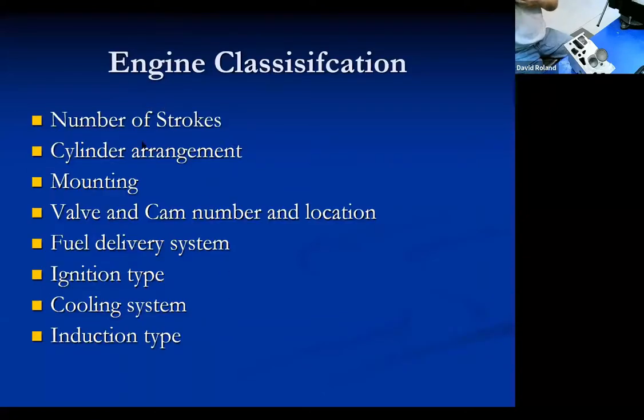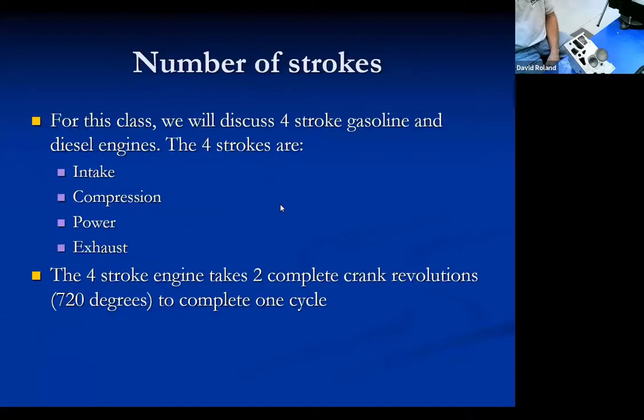All right, so engine classifications. There are lots of different ways to classify an engine. We can look at the number of strokes, how we arrange the cylinders, how we mount them, how we deliver fuel, what type of ignition system. Through the years, we've classified engines in different ways. In this class, we're only going to talk about the 4-stroke Otto cycle engine. We'll talk a little bit about diesel engines, but we're going to concentrate on gasoline engines.